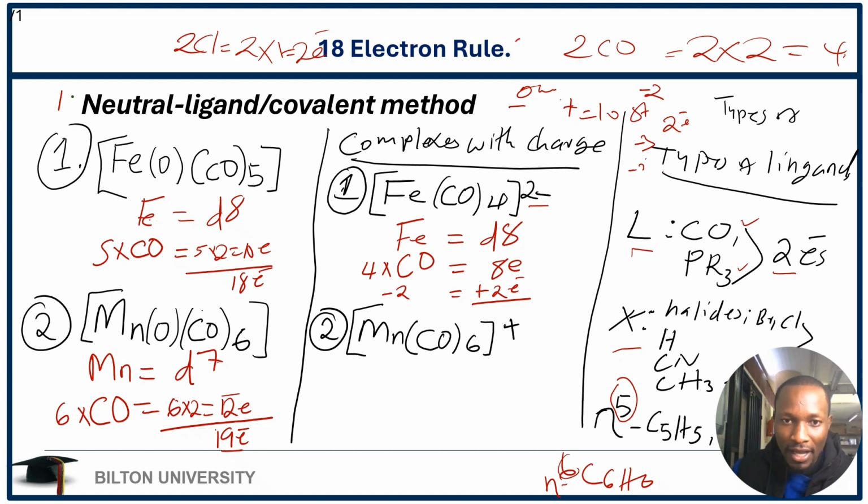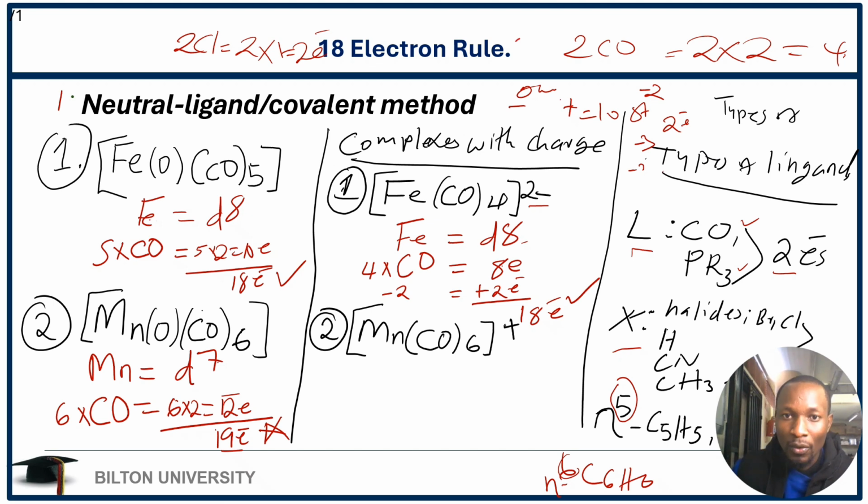So let's count. 8 plus 8 is 16. 16 plus 2, that is 18. And therefore, that's 18 electrons, and it has obeyed the 18 electron rule. This also obeyed the 18 electron rule. But this one did not obey the 18 electron rule. Now, we have seen the complex with a charge where the overall charge is negative. Let's look at example number 2, where the overall charge is positive.